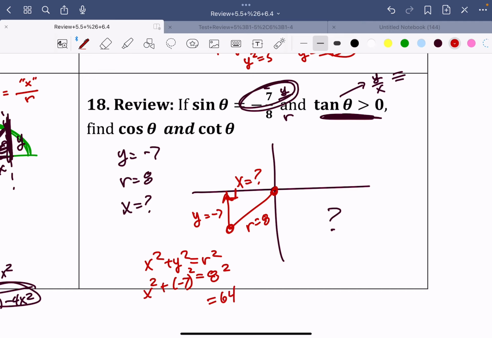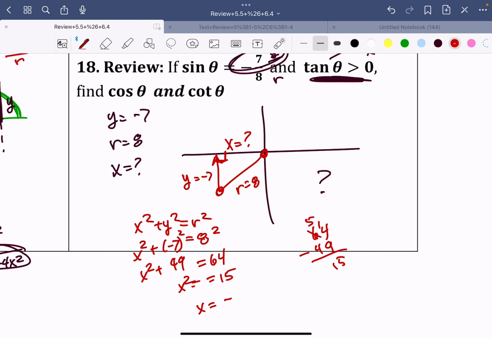So this is 64. This is 49. Right? But what is 64 minus 49? That should be 15, right? So x is going to be plus or minus the square root of 15. In this case, it is negative the square root of 15 because I want to be over here on the left-hand side.